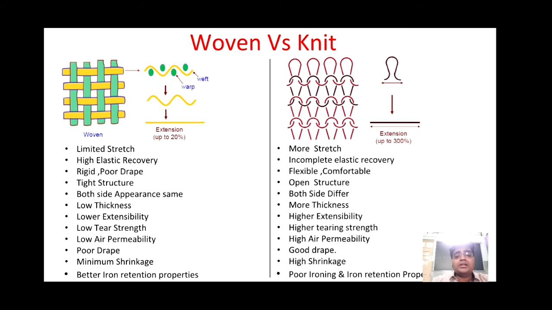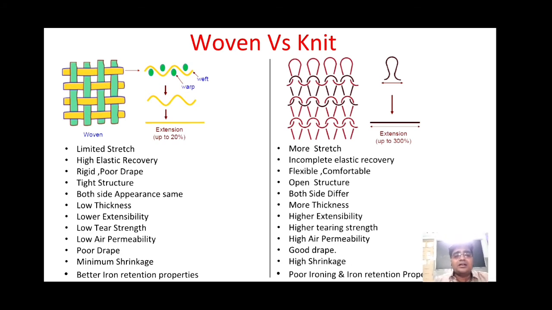Now the second point is high elastic recovery versus incomplete elastic recovery. Now see here, woven fabric has a high elastic recovery, that is, recovery from its stretch. If you release the fabric, you will realize that the woven fabric comes back to its original position very quickly, so it has a high elastic recovery.